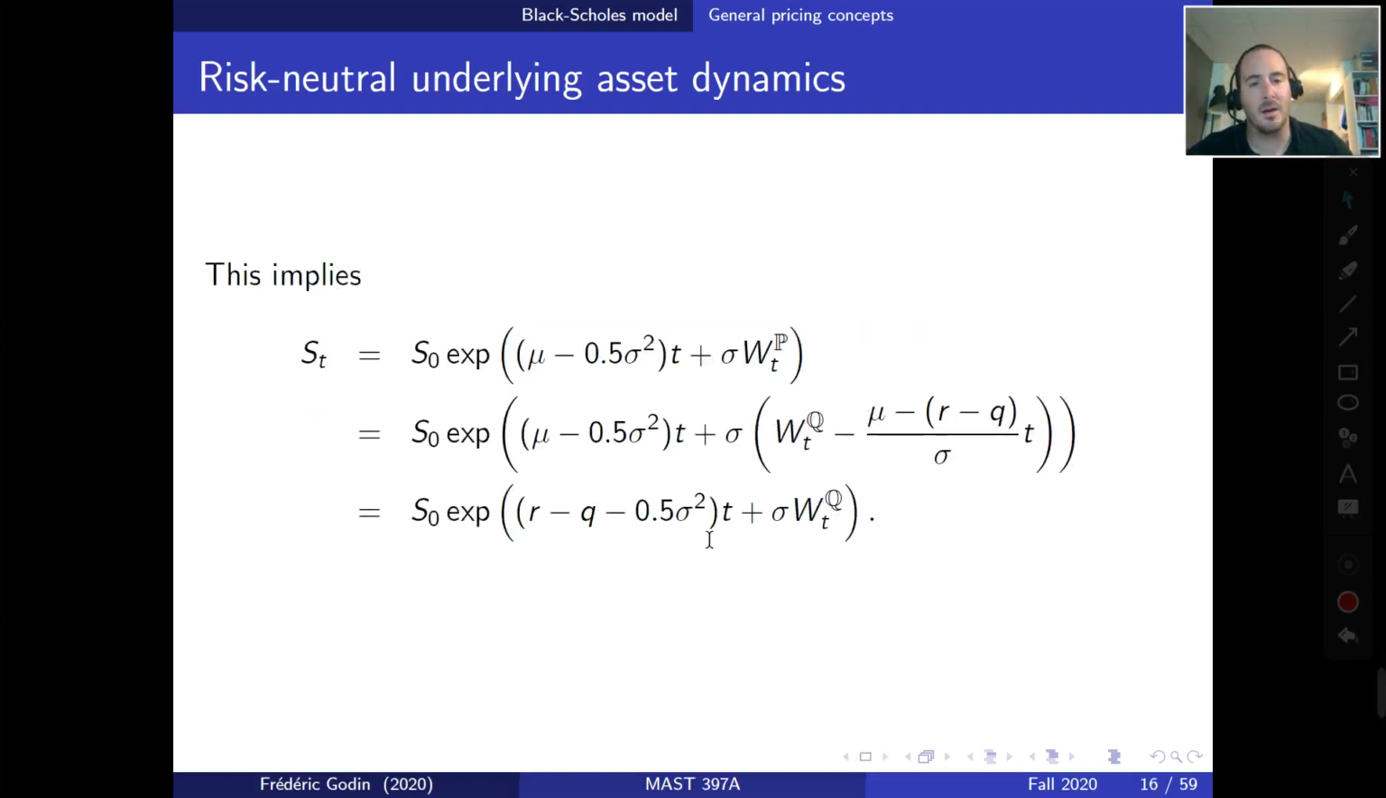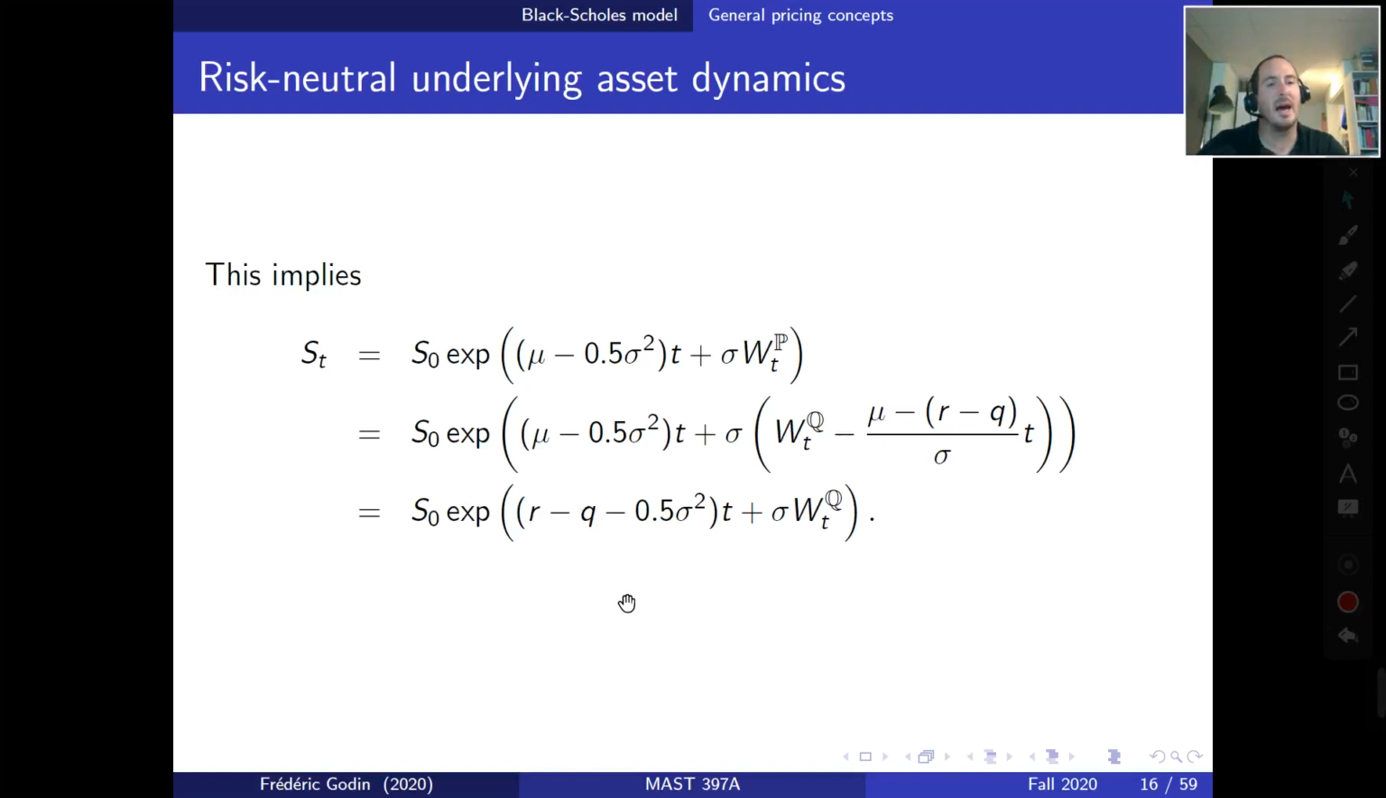So going back to the previous slides, we see that here, this quantity is an expression of the stock price with respect to WQ. And under the risk-neutral measure, this WQ is a Brownian motion. So it means that the dynamics of the stock is still what we call geometric Brownian motion under Q. So it's still the same type of model. But what changes here is that the constant mu was replaced by r minus q.